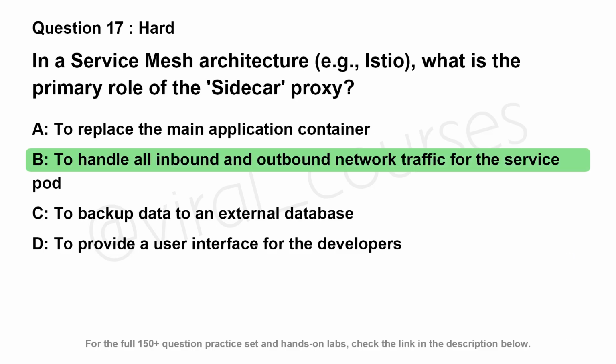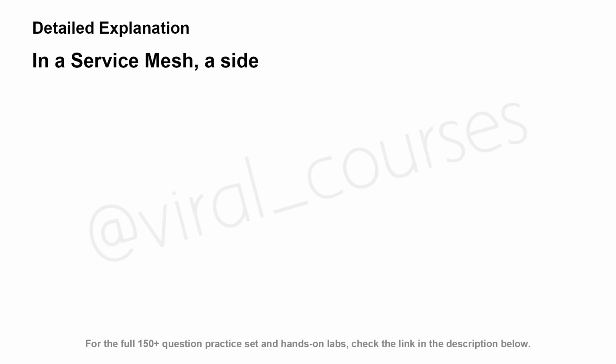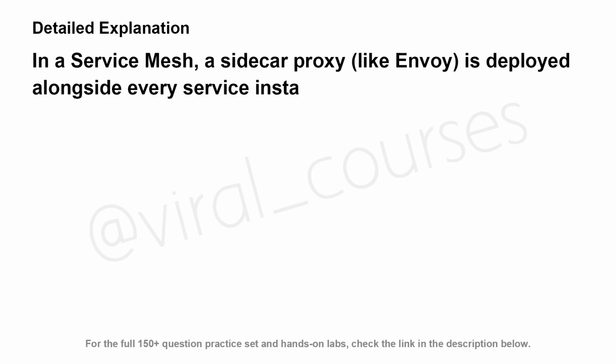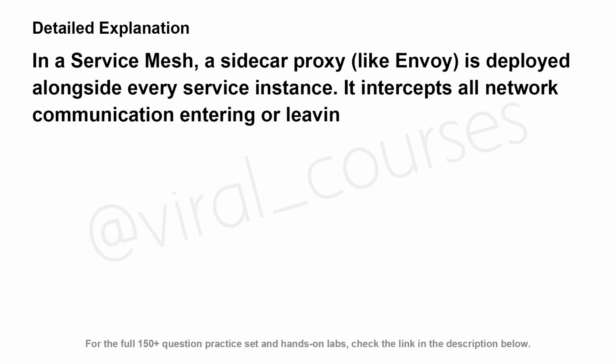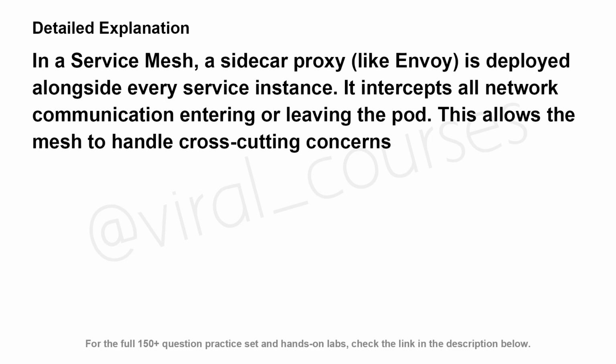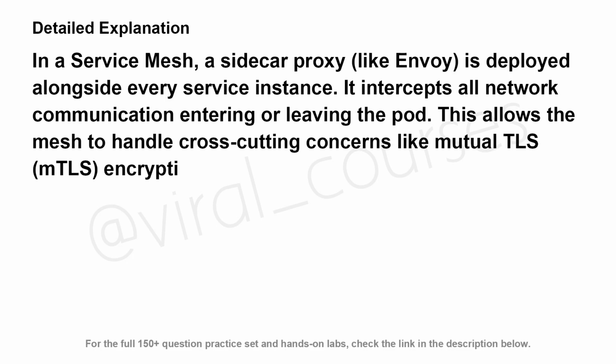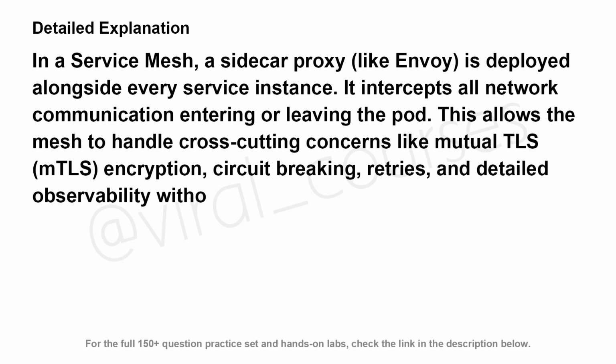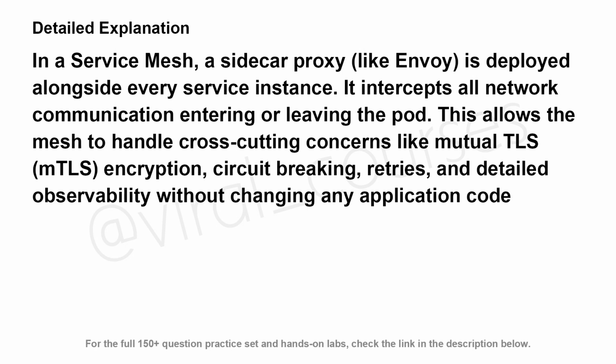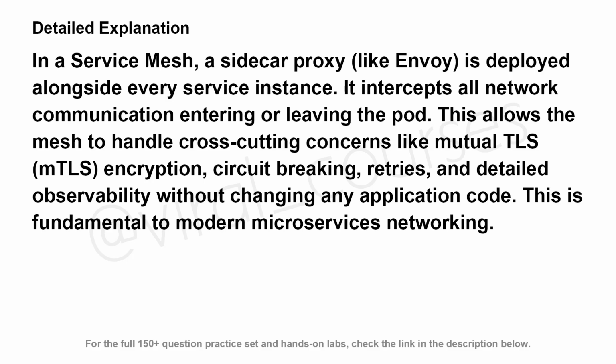The correct answer is B. In a service mesh, a sidecar proxy, like Envoy, is deployed alongside every service instance. It intercepts all network communication entering or leaving the pod. This allows the mesh to handle cross-cutting concerns like mutual TLS, mTLS, encryption, circuit breaking, retries, and detailed observability without changing any application code. This is fundamental to modern microservices networking.